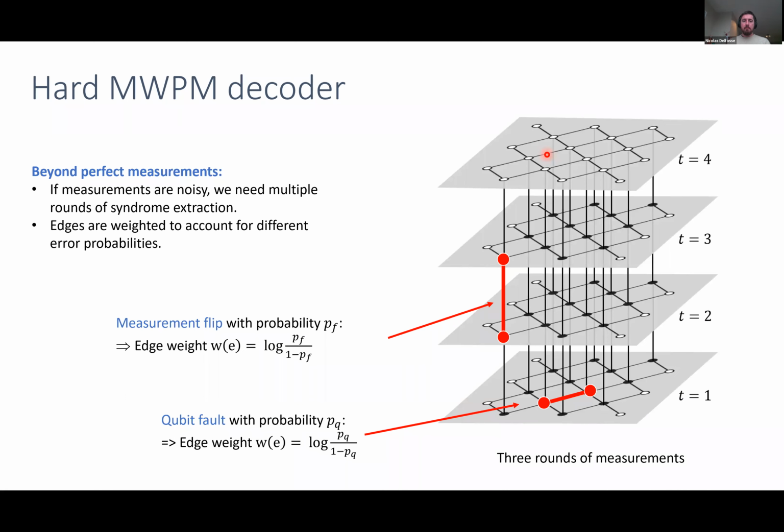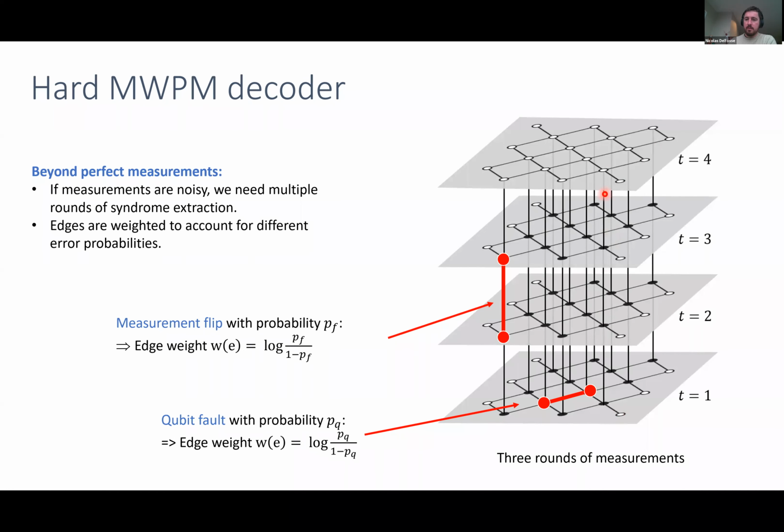So now I'm going to add a few details. First, that was in the 2D case, in the case of a perfect measurement. If we don't have perfect measurement, we need to run multiple rounds of measurement. So we run D rounds of measurement for a distance D decoder. Here we see 3 layers of measurement outcome and 1 final layer.